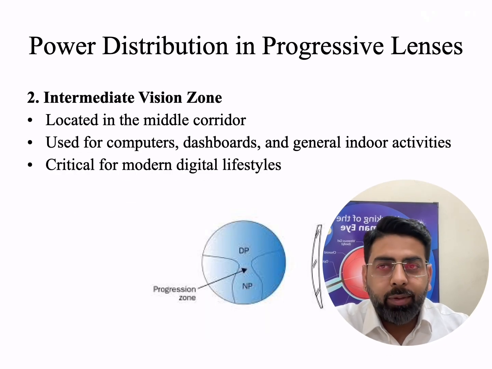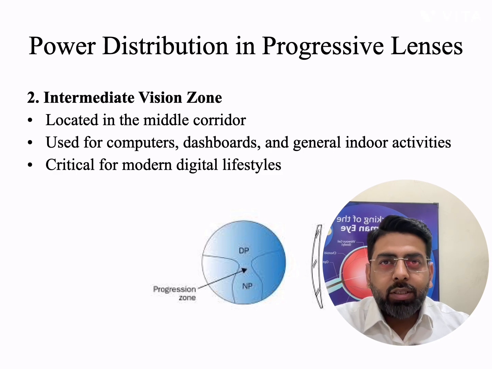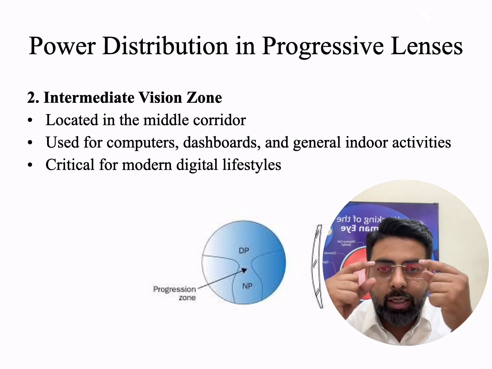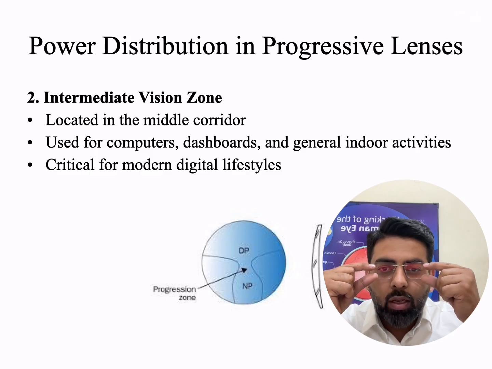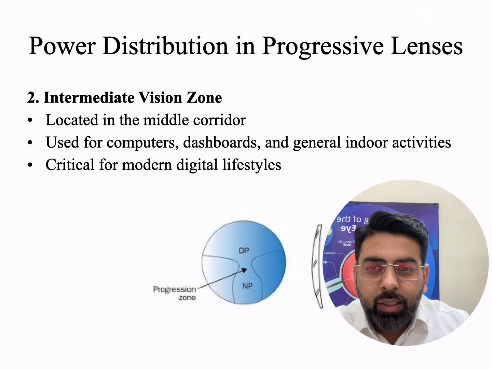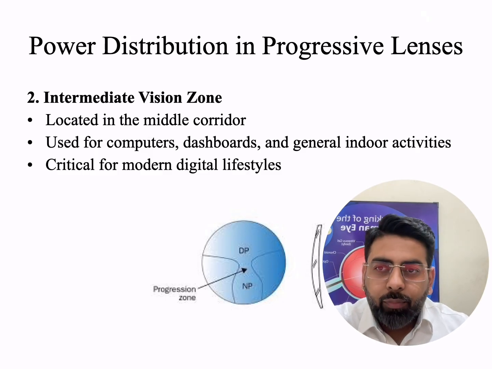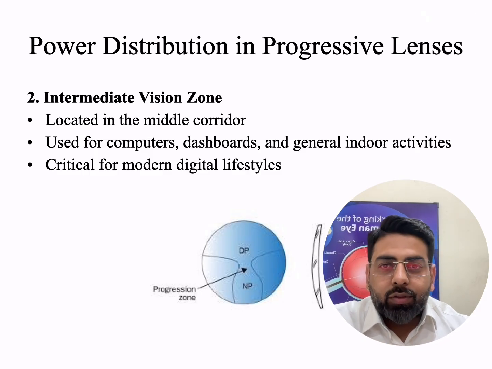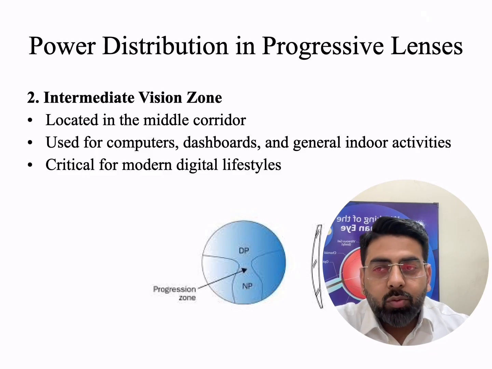Number two is the intermediate zone. The top is the distance zone, the bottom is the near zone, and in between is the intermediate zone, which is basically called the middle corridor, as seen in the diagram. It is used for computers, the dashboard and generally indoor activities, or computer distances like when you're doing laptop work or some computer activity. It is very critical for modern-day lifestyles.